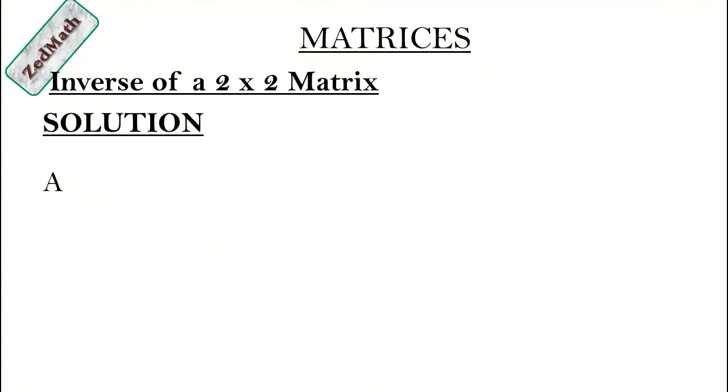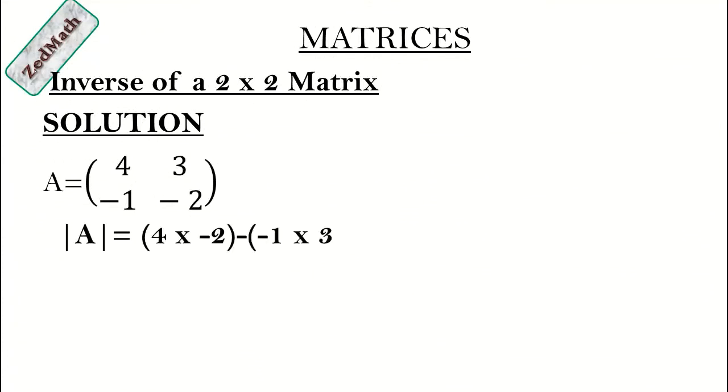So here is the solution. Our A is this. First thing, we find the determinant. So the determinant of A is equal to 4 by negative 2 minus negative 1 multiplied by 3, which gives us negative 8 minus open bracket negative 3 close bracket, which, if further simplified, gives us negative 8 plus 3, and we get negative 5 as our determinant.